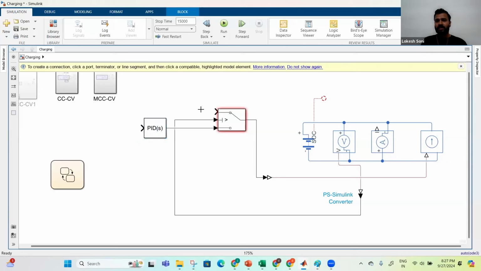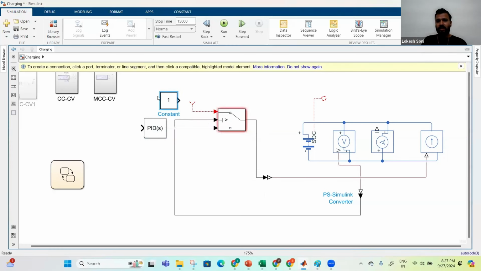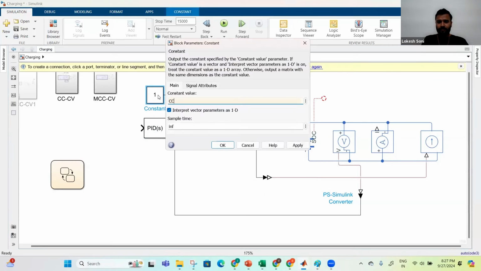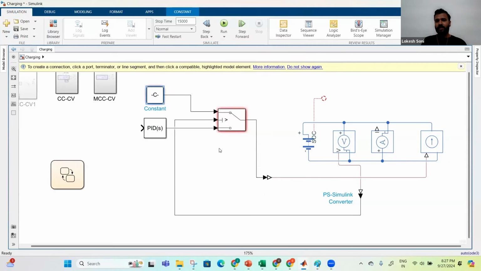Okay, this is the CC line. So for now, I would just take a constant, whatever CC current I decide, I can put it here. So some variable I define here. So CC current would go here. Once the voltage of the battery is greater than my VBAT max, whatever the maximum battery voltage I want, the CV would start working, right?